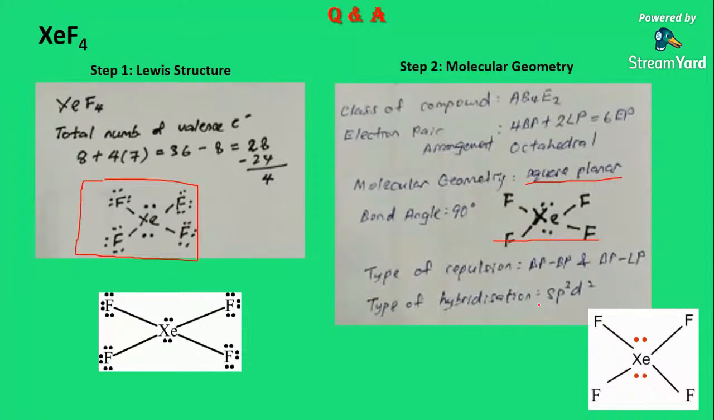And then the hybridization is sp3d2. Why sp3d2? Total is 6. So 1, 2, 3, 4, 5, 6. So sp3d2. So this is the molecular geometry. The difference is this one has lone pairs at the terminal atom, but this one is without lone pair. And then for the Lewis structure you don't need to follow the molecular geometry shape. It doesn't matter for the Lewis structure, but for this one, yes, you must follow the shape exactly.